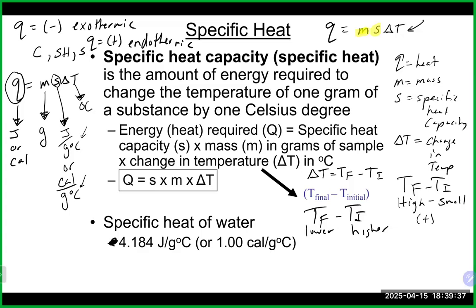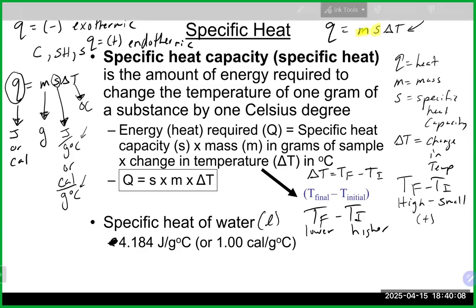By the way, the specific heat capacity of liquid water, which is what that number is down there, is 4.184 joules per gram per degree Celsius. Or if you're doing calories, it's 1 calorie per gram per degree Celsius. That is, as we saw earlier, the conversion between calories and joules, where 1 calorie is 4.184 joules.